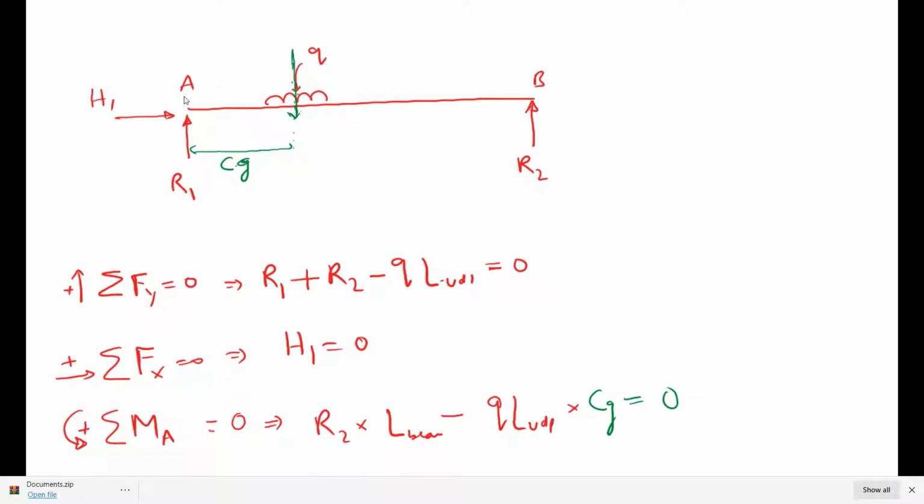Now, here it's shown the reactions R1, H1 and R2. So we know the degree of indeterminacy. What is that? It is the total number of unknown reactions minus equilibrium equations. So the total number of unknown reactions is R1, H1 and R2, so 3 minus equilibrium equations. How many? Summation of force along Y, summation of force along X, and the third, moment about any point. So 3 minus 3 is equal to 0. So 0 degree of indeterminacy means the structure is determinate.